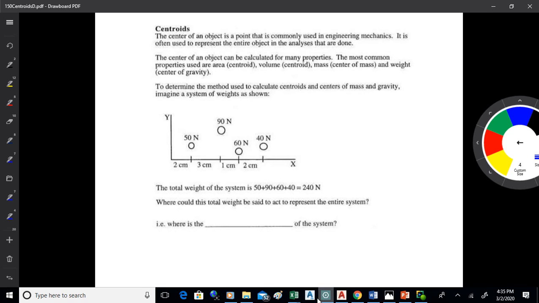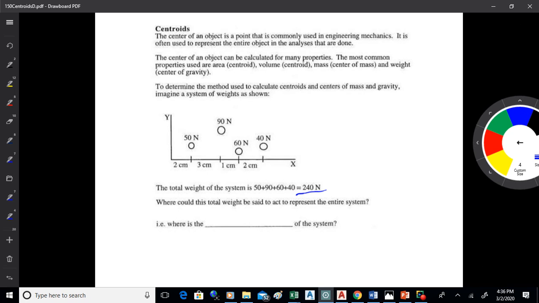Okay, now here's how we do this. Let's look at the idea of resultant here, and use that idea to figure out the formula we use for centroids. All right, so I've got some weights there. I've got 1, 2, 3, 4 of them. I can add up all the weights and I get 240 newtons. That's the net weight acting down.